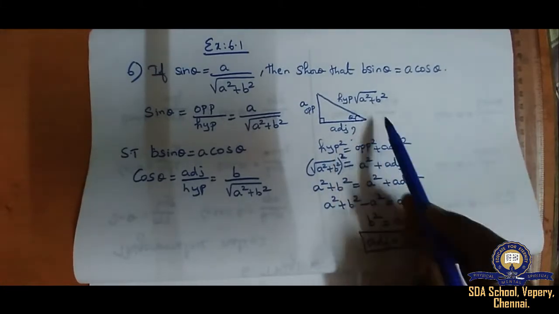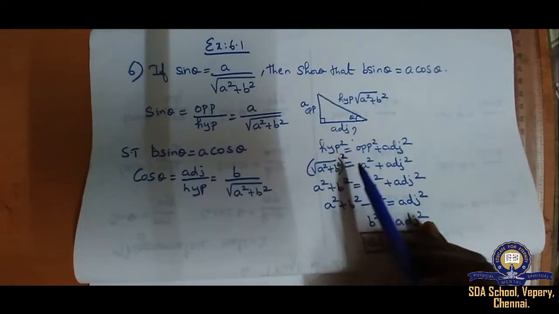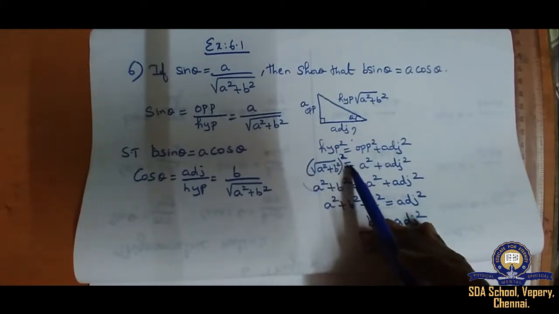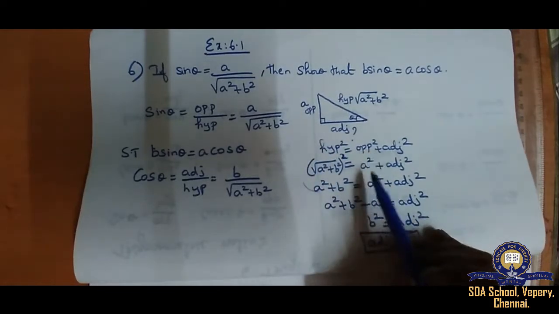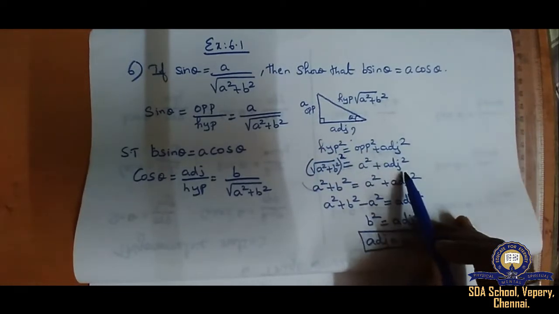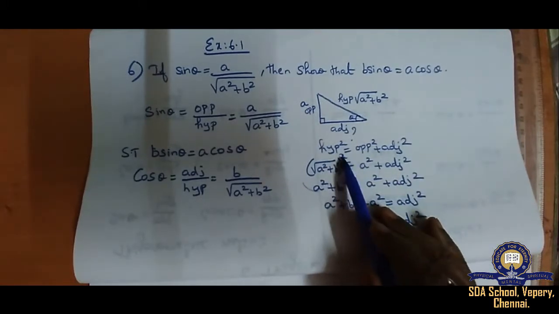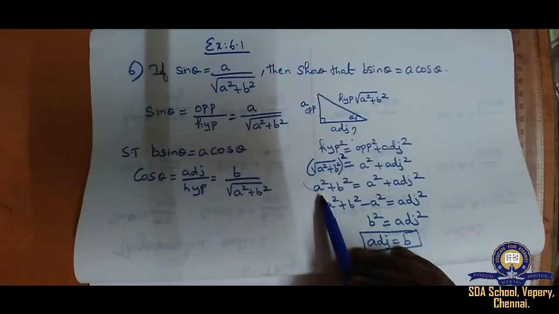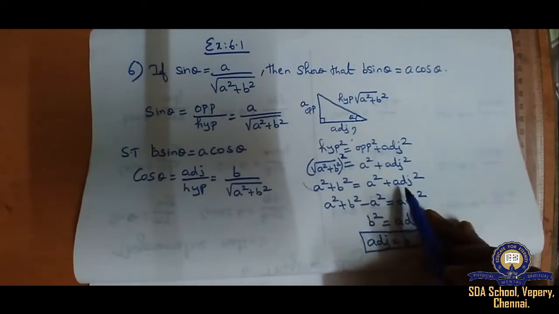What is hypotenuse? Here, root of a squared plus b squared. Here square is there, so I have written it in the bracket and the whole square is written, equal to opposite, which is a. So opposite square means a squared plus adjacent square. We don't know adjacent, so I have written it as it is. So square and root will get cancelled. So we'll get a squared plus b squared is equal to a squared plus adjacent square.